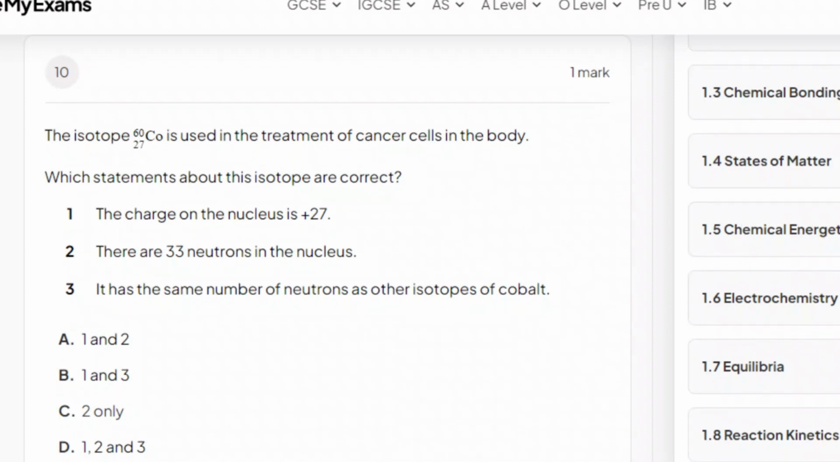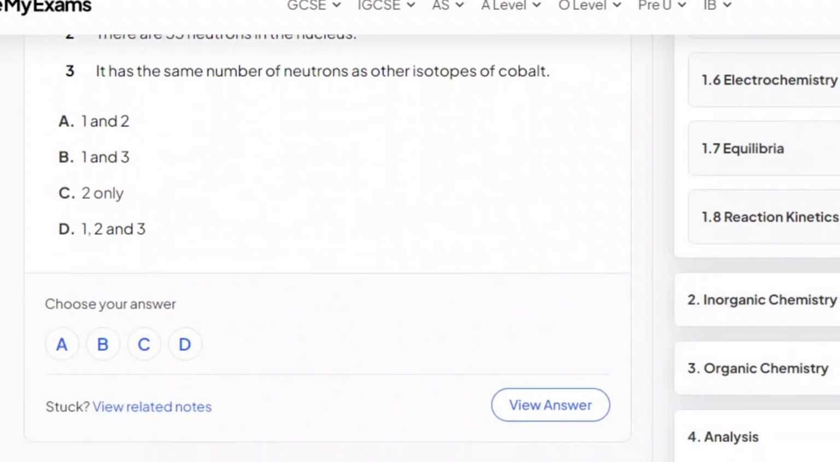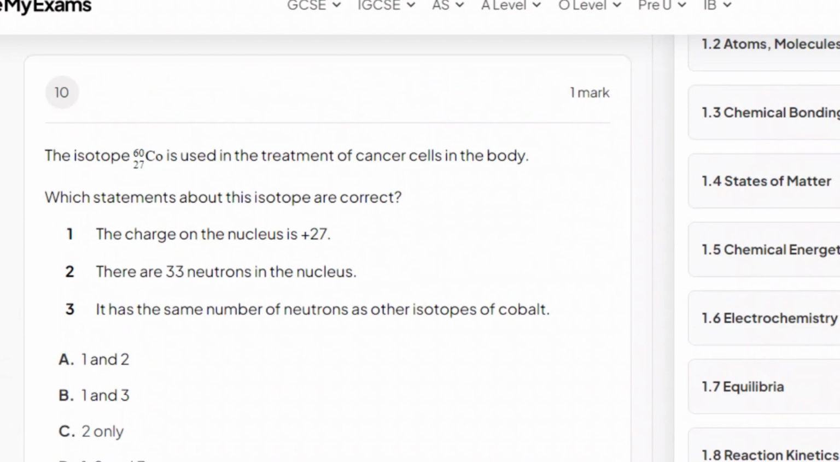So now the isotope cobalt is used in the treatment of cancer cells in the body. Which statements about this isotope are correct? So now the charge on the nucleus is 27. No. There are 33 neutrons in the nucleus. That's correct. It has the same number of neutrons as other isotopes. No. So 2 is the only correct one. So it's C.